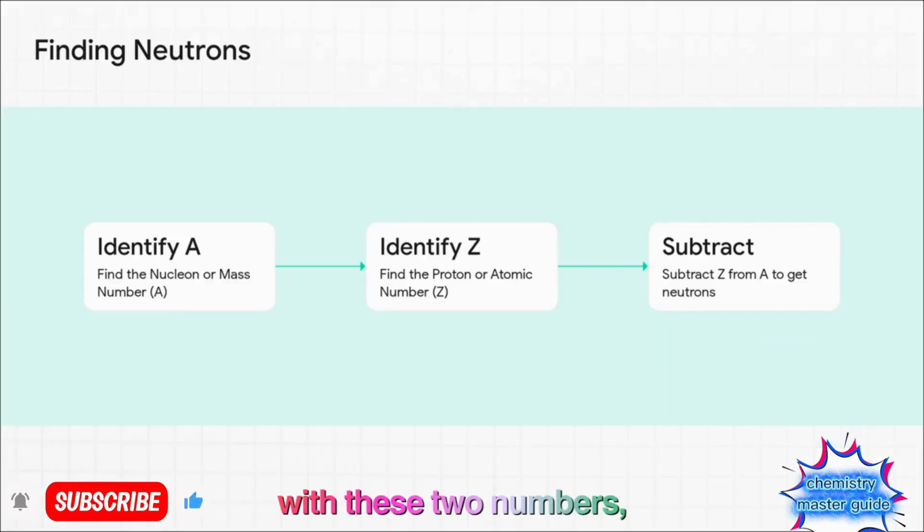Armed with these two numbers, you can determine any atom's exact makeup, because the mass number, A, is your protons plus your neutrons, and the proton number, Z, is just your protons. Finding the neutrons is super simple. You literally just subtract Z from A. Whatever is left over, that's your exact number of neutrons.